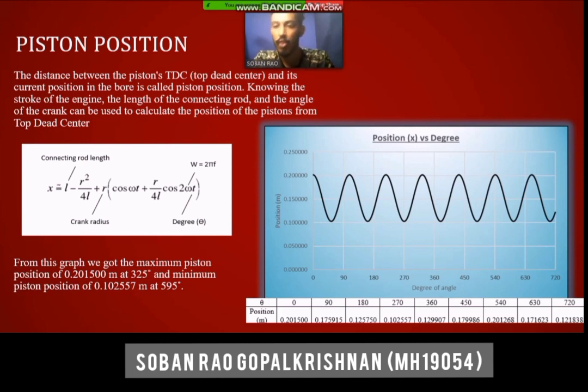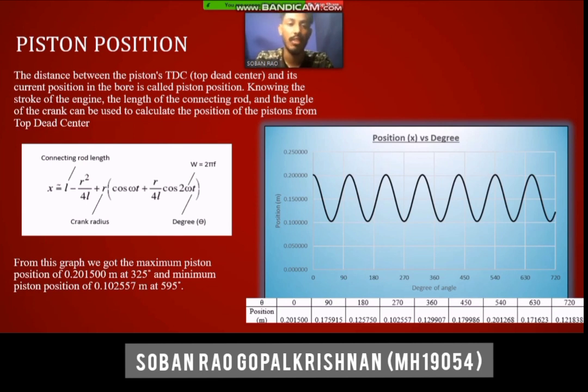This is the formula for calculating the piston position, where L is the connecting rod length, R stands for crank radius, W stands for 2 pi frequency, and T for degree. This is the graph we got. We calculated using the formula with an interval of 5 degrees. From this graph, we got the maximum piston position of 0.201500 meter at 325 degree and the minimum piston position of 0.102557 meter at 595 degree.